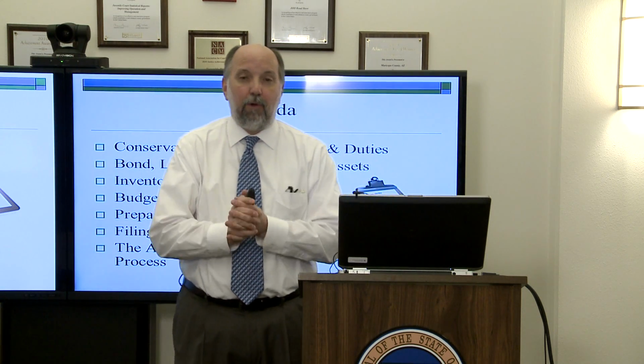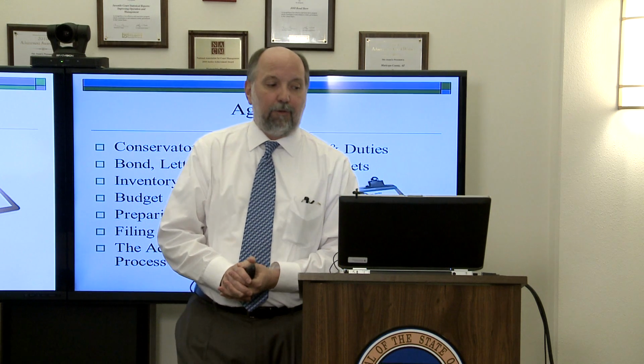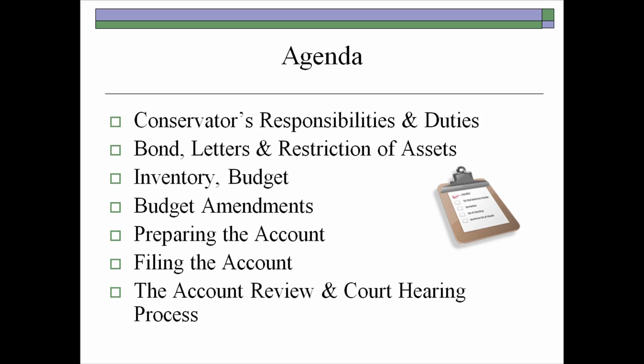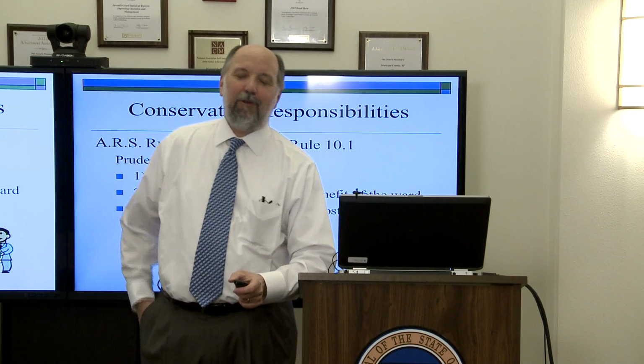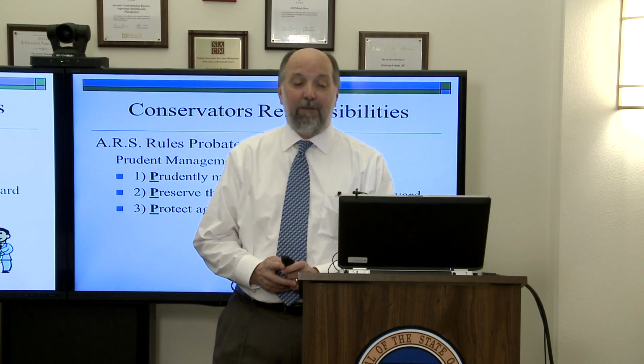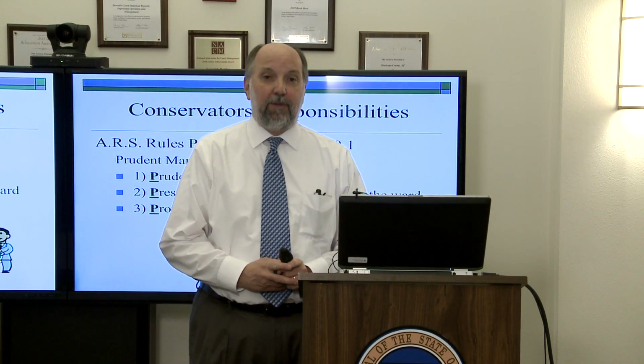The agenda will include your responsibilities and your duties as conservator. The bond, the letters, the restriction of assets that will occur or has occurred when you're appointed as conservator. The inventory and budget that you need to prepare and file with the court, and then you need to have the court approve. The budget amendments, should an amendment become required. Preparing the account, the first account, the initial accounting that you prepare, and then the subsequent accountings that you'll prepare during the conservatorship.